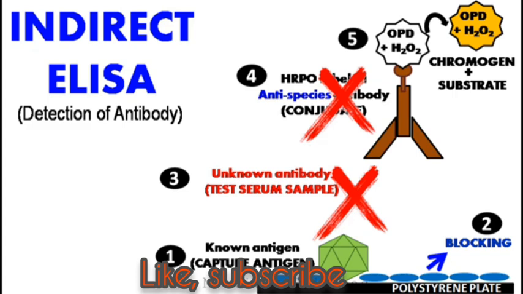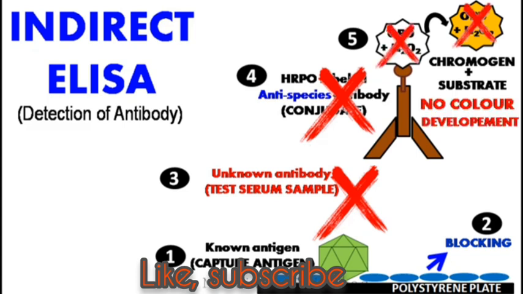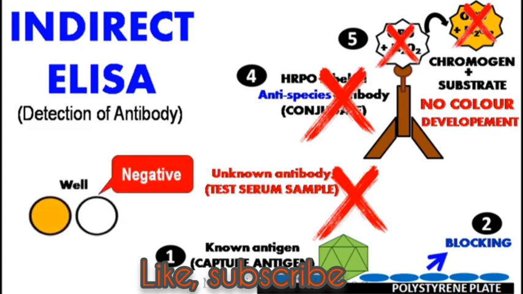So in absence of HRPO conjugate, no catalytic reaction, and therefore no color development occurs, which indicates the test serum sample is negative. So, here also, lack of color development indicates the test sample is negative, and the color development indicates the test sample is positive.